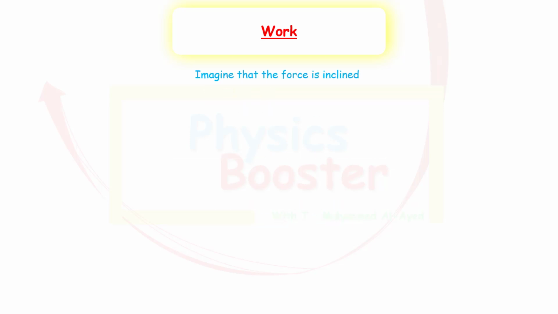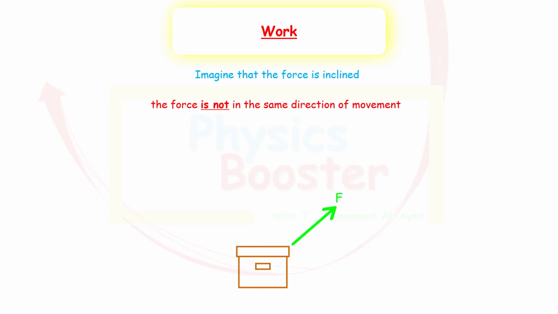But what would happen if I had an inclined force? The force in this case is not in the same direction as the movement, as we agreed on. We said that the movement and the force must be in the same direction. For example, this box right here has a force applied on it. It's inclined. It's neither in the x direction nor in the y direction.